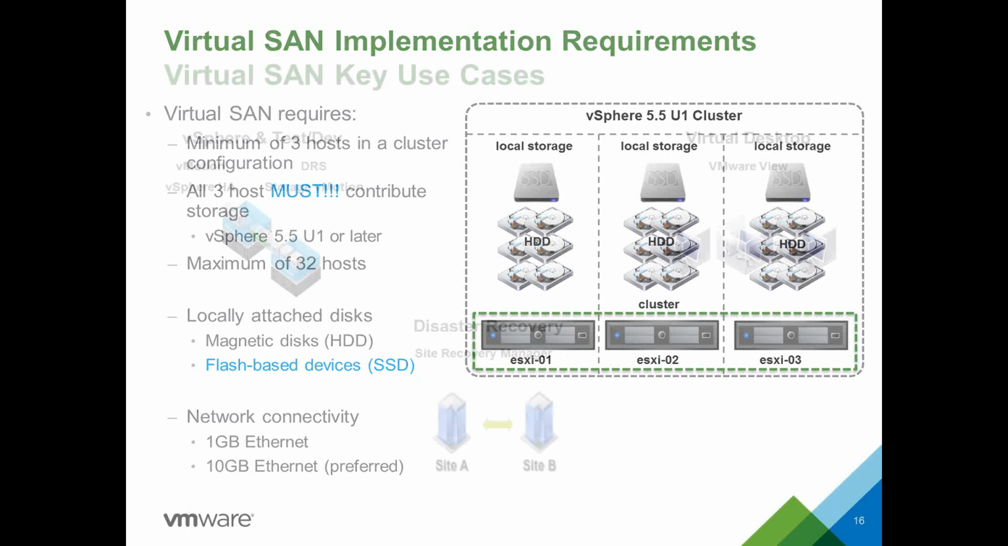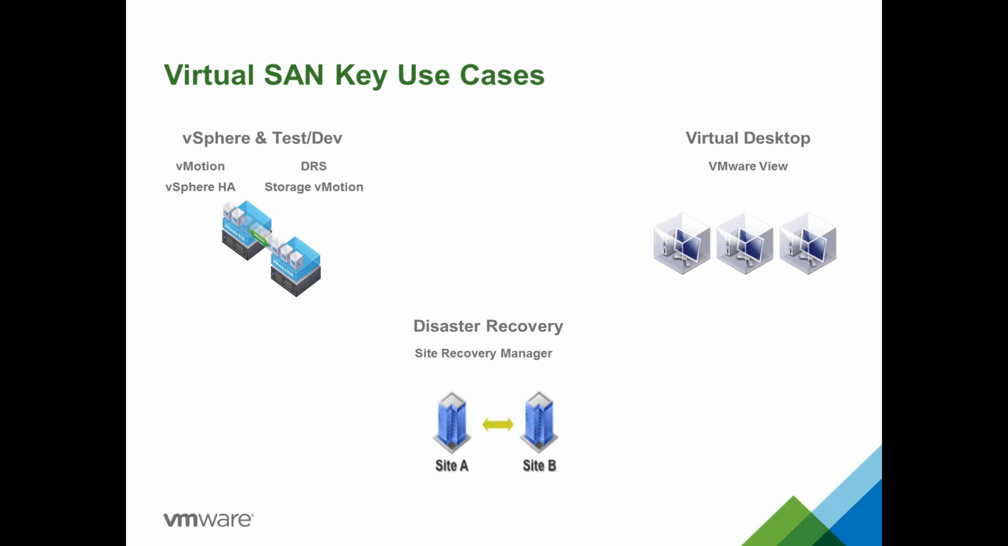And then for those of you who are looking into VDI, so virtual desktop, Virtual SAN, the performance that you get out of it is very good for virtual desktops in general, in conjunction with our VMware Horizon View product. And so it can be used in a lot of different cases, but these 3 here, so test and dev, disaster recovery, and VDI, are the 3 most popular use cases that we have at this time.